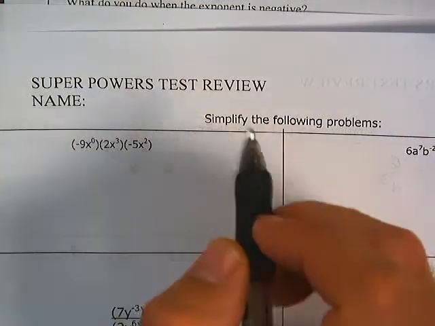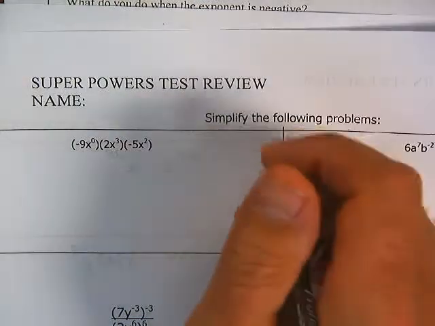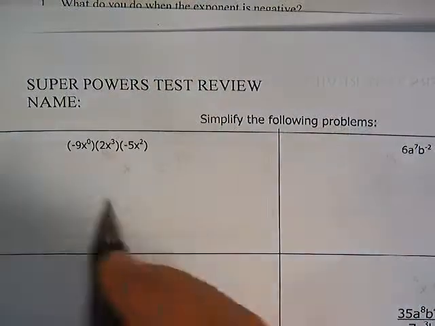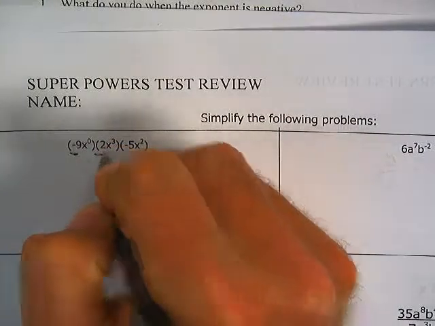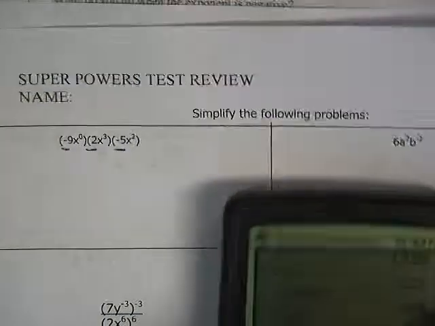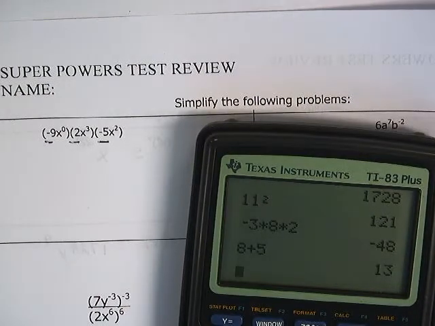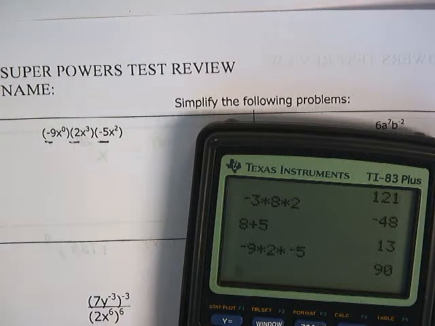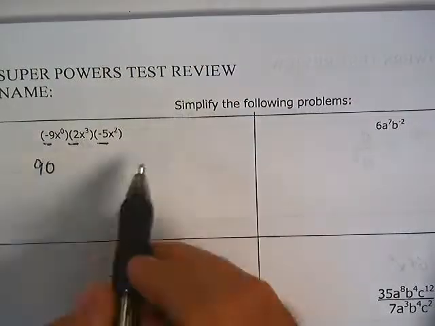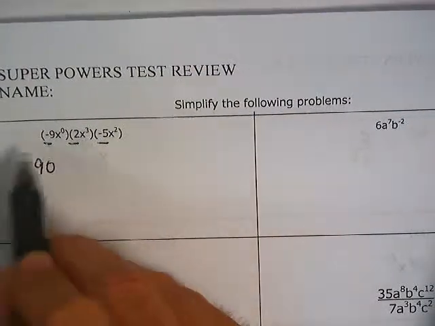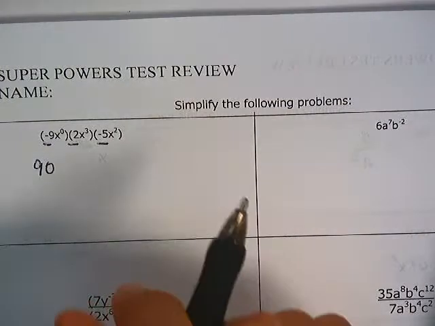Negative 9x to the, or actually, hold on just a second. Once again, I would take care of the coefficients first. Now multiplying, I'm going to take my calculator. I have negative 9 times 2 times negative 5. That's 90. If we look at it, why is it not negative? We have two negatives. Two negatives, it's even, it becomes a positive.